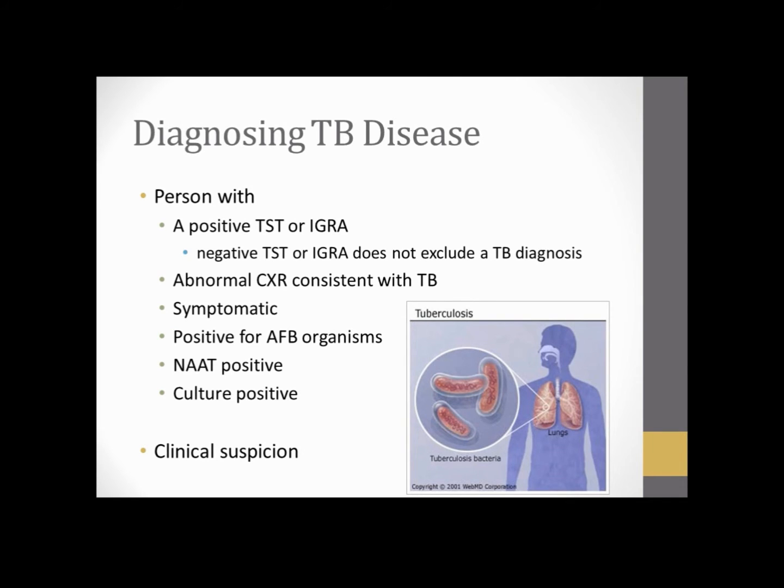Diagnosing TB disease. A negative TST or IGRA does not exclude a TB diagnosis. So someone can be diagnosed with TB disease and have a negative TST or IGRA. This person will have an abnormal chest X-ray consistent with TB if it's pulmonary. Remember, TB can be anywhere in the body. The patient will be symptomatic. If it's extrapulmonary, they'll have pain in the area. They'll be positive for AFB organisms, NAT positive, culture positive, or there will be high clinical suspicion.